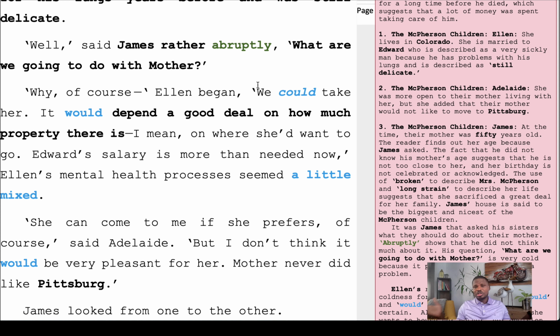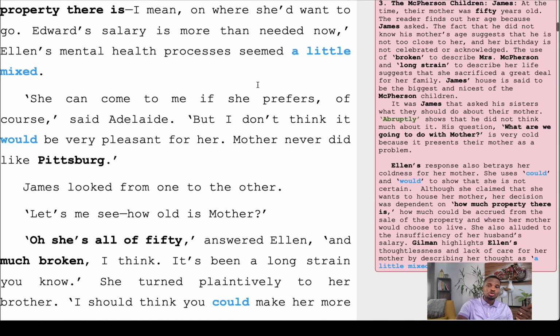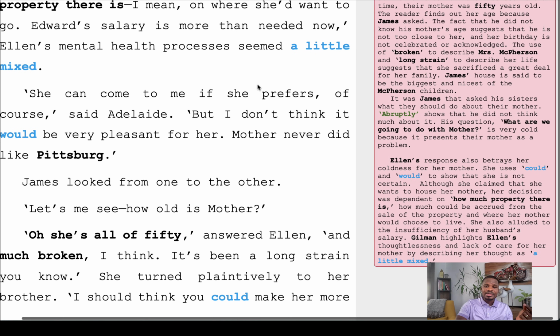Helen's response also betrays her coldness to her mother. She uses could and would to show that she is not certain. So again, we see that the McPherson children had no concrete plan for their mother. She was not certain of what to do. Although she claimed that she wants to house their mother, her decision was dependent on how much property there is, how much could be accrued from the sale of the property, and where their mother would choose to live. She also alluded to the insufficiency of her husband's salary.